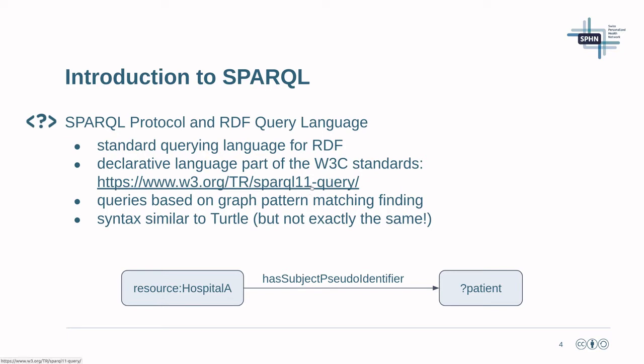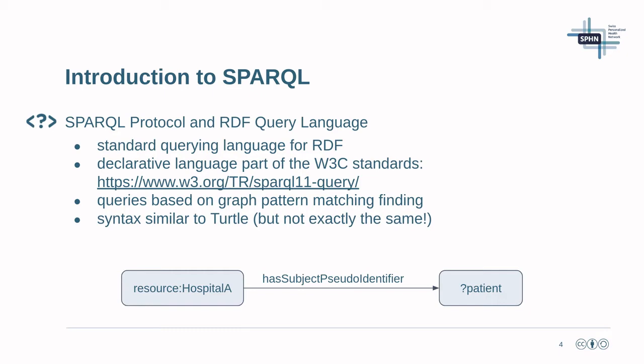The queries that are built in SPARQL are based on a graph pattern matching, meaning that the tool that is doing the search will try to match the given pattern in the query and retrieve data that corresponds and actually fits to it. In the example below, you can observe a triple, which represents a resource, hospital A, which has a relation, has subject pseudo-identifier, to a patient. This is a valid pattern that can be looked for in the SPHN project.